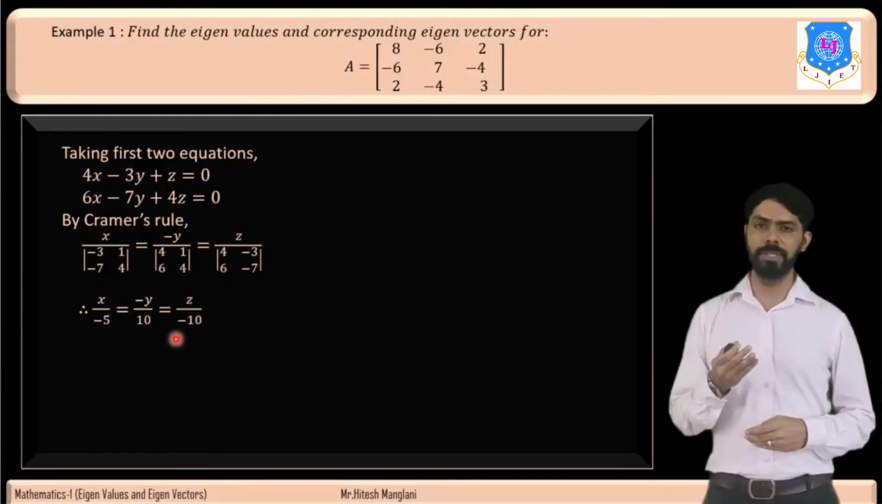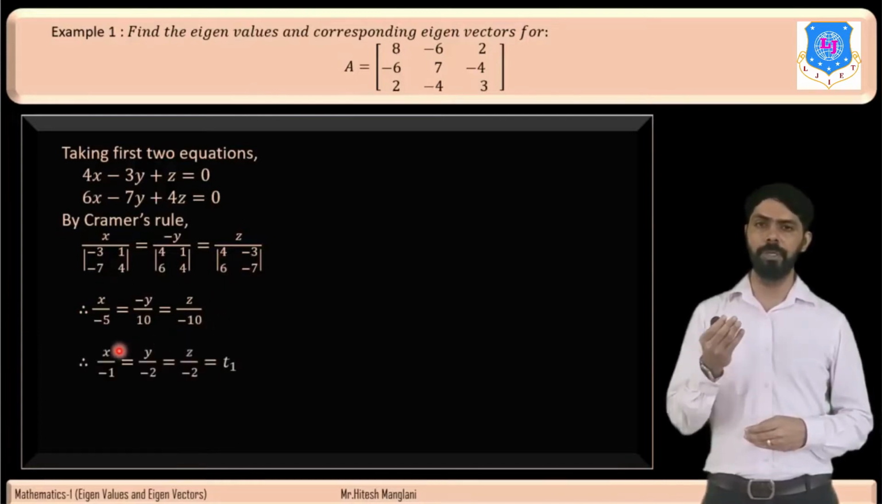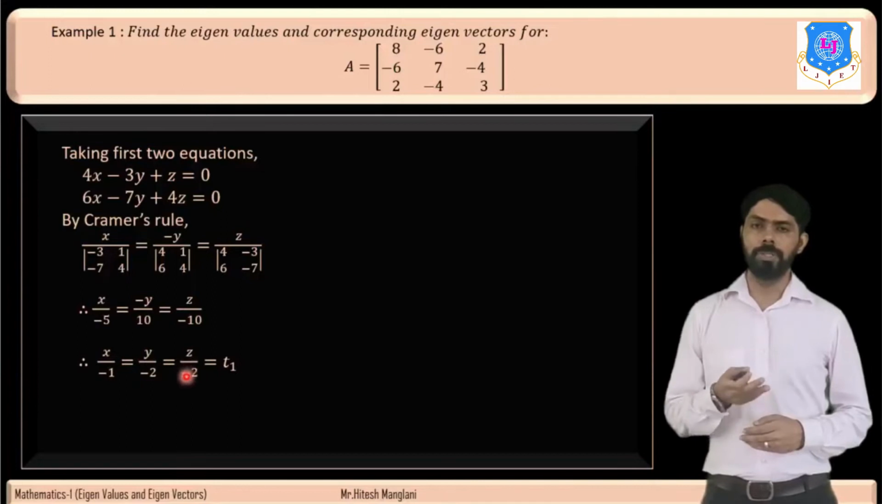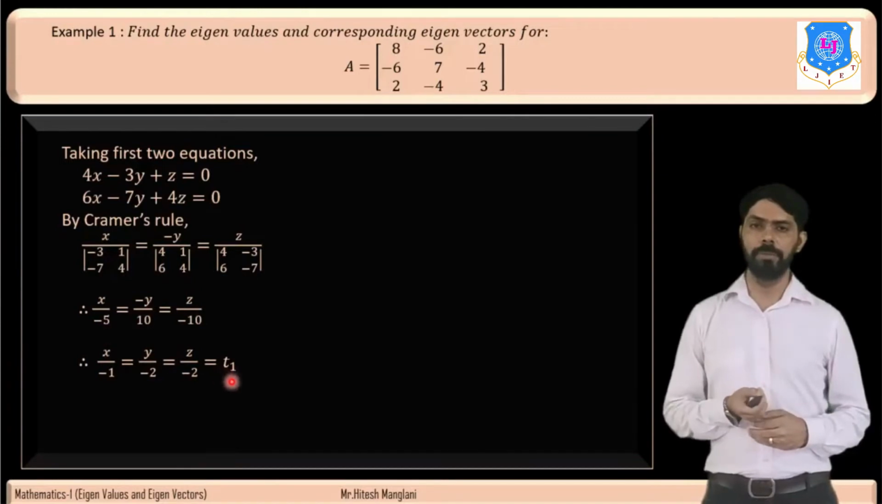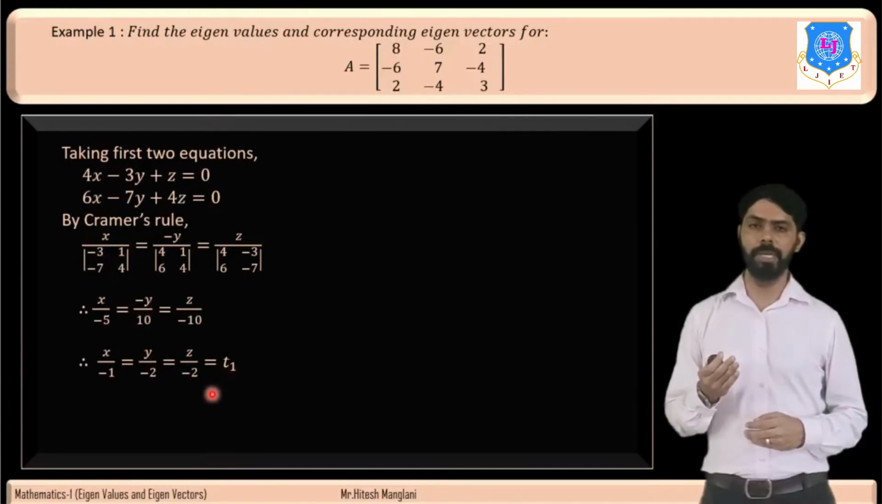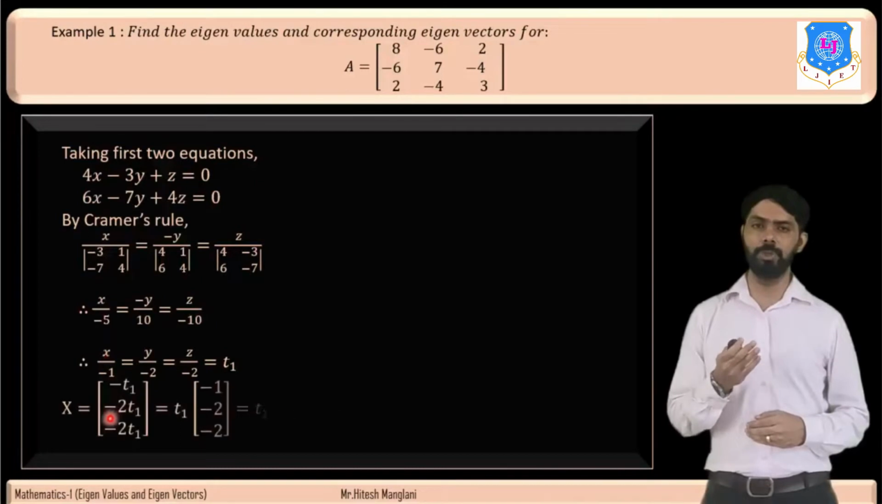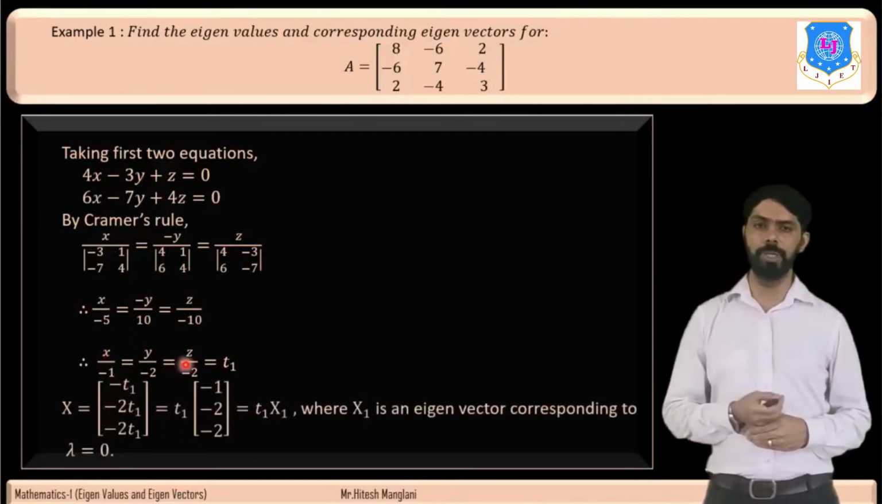If we simplify this, then it will be x divided by minus 1 is equal to y divided by minus 2 is equal to z divided by minus 2, because here we have divided this result by 5. Suppose this is equal to t1. Therefore, x divided by minus 1 is equal to y divided by minus 2 is equal to z divided by minus 2 is equal to t1.